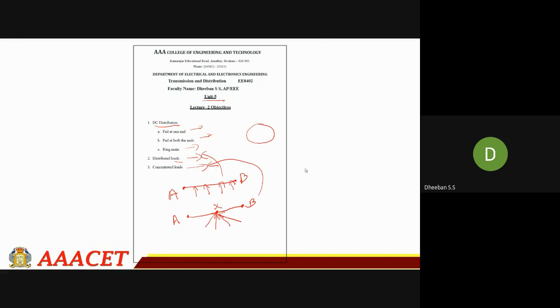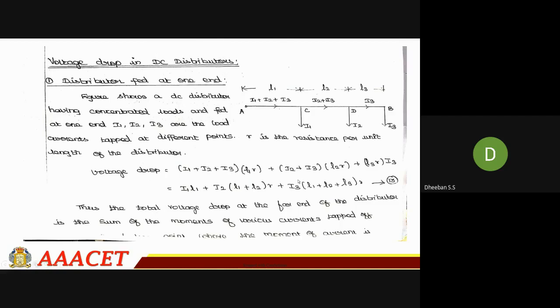Next, we will get into the DC distributor. First, we start with the DC distributor fed at one end. This is the basic figure for a distributor fed at a single end. Here you can see concentrated loads, and the distributor is fed at one end. At particular points the loads are taken out, and these are called concentrated loads.